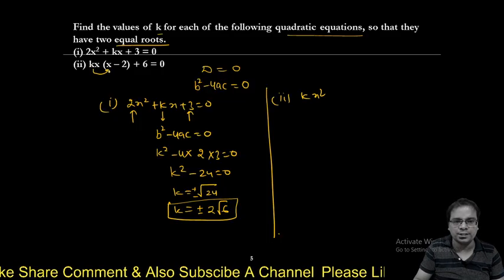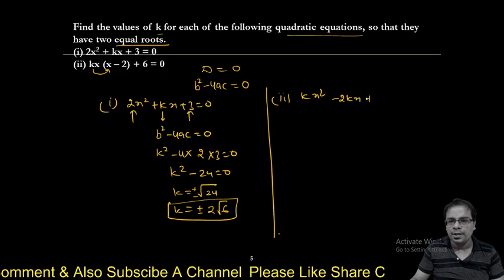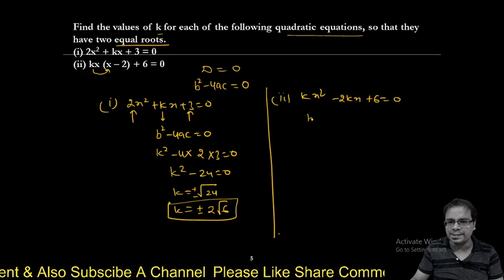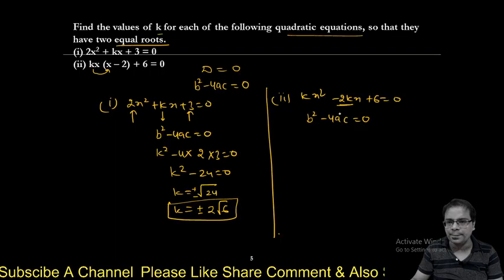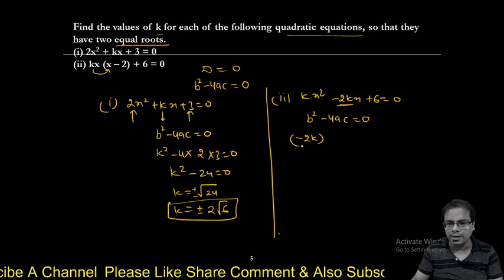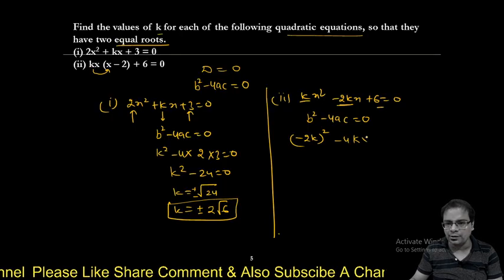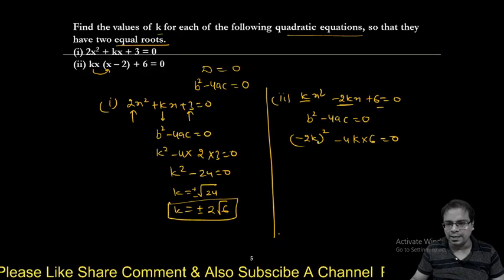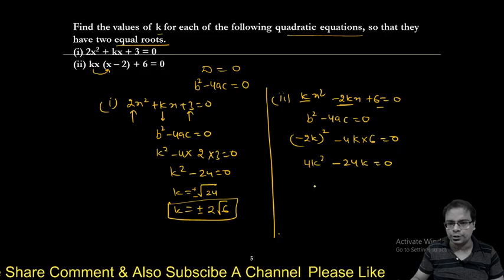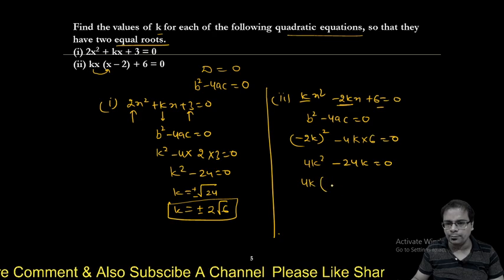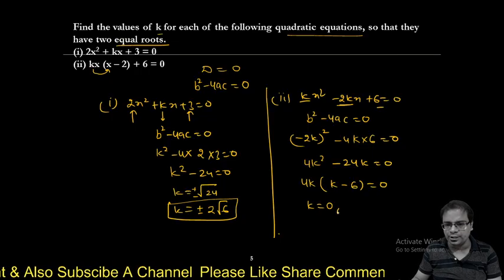Similarly, for the next one, the second part is given, kx square. We can open it: kx into x is kx square, and kx into 2 is minus 2kx, plus 6 equal to 0. Apply the same concept because roots are equal: b square minus 4ac equal to 0. What is the value of b? Minus 2k. We write minus 2k whole square minus 4, where a is k and c is 6, equal to 0. 2 square is 4, so 4k square minus 24k equal to 0. Now take 4k common: k into k minus 6 equal to 0. The value of k is 0, 6.